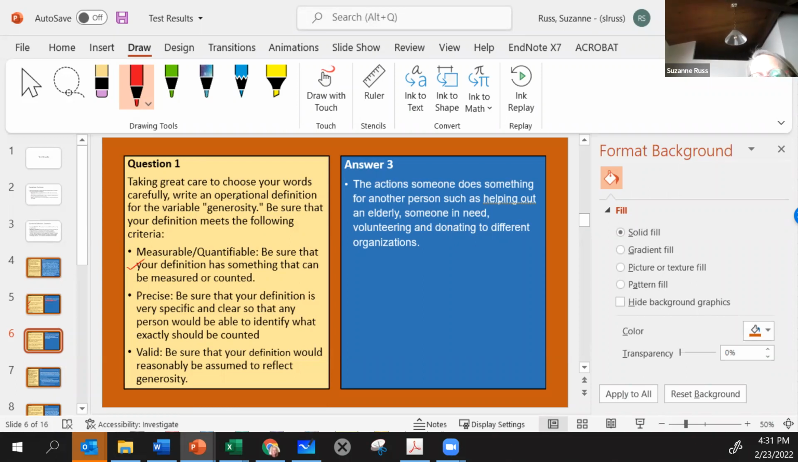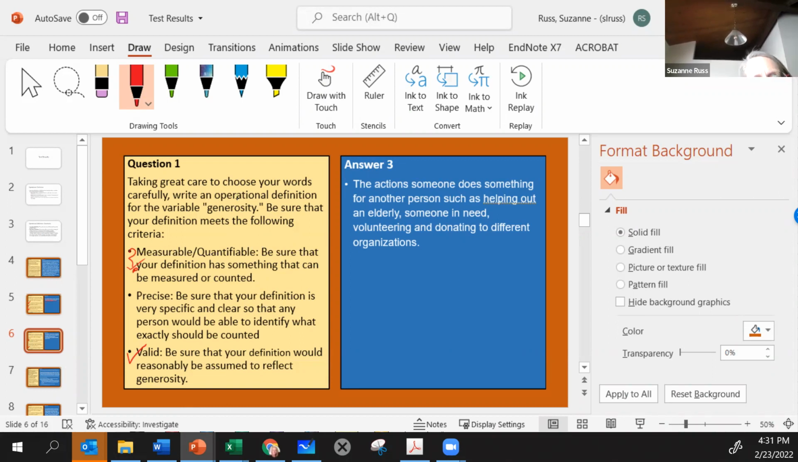How about valid? Let's go to that one. Does it seem like this is valid? Are these examples that are provided reasonable things that a generous person would do? Yes, I think we meet this one. This one is okay. This one, no, I don't think we're there yet.